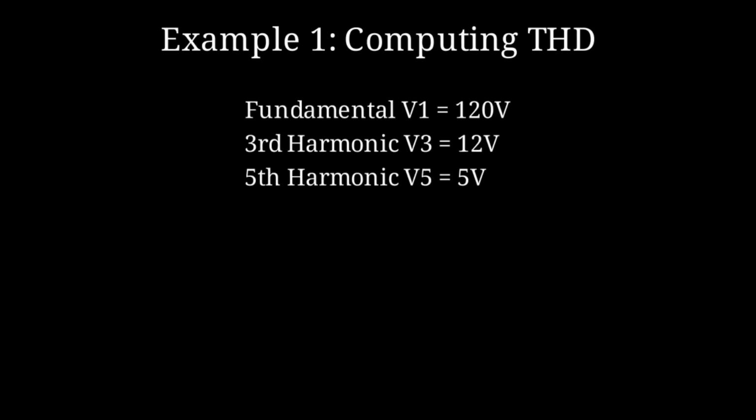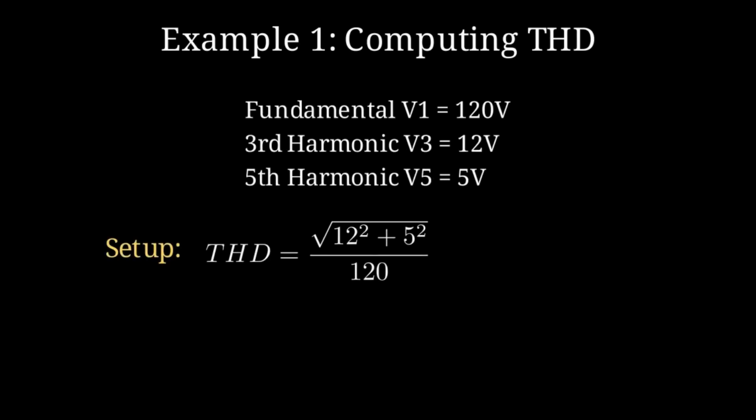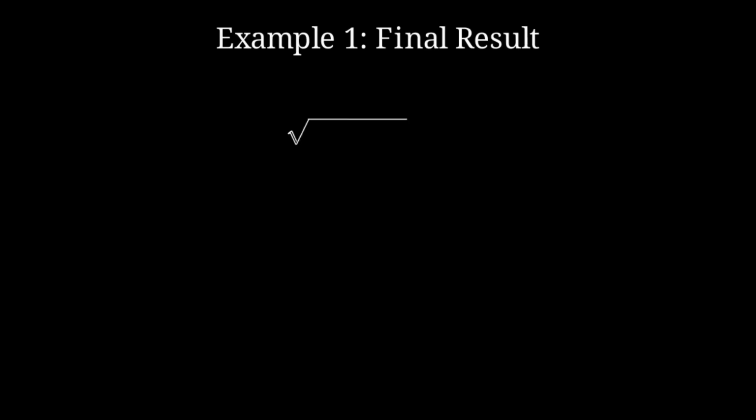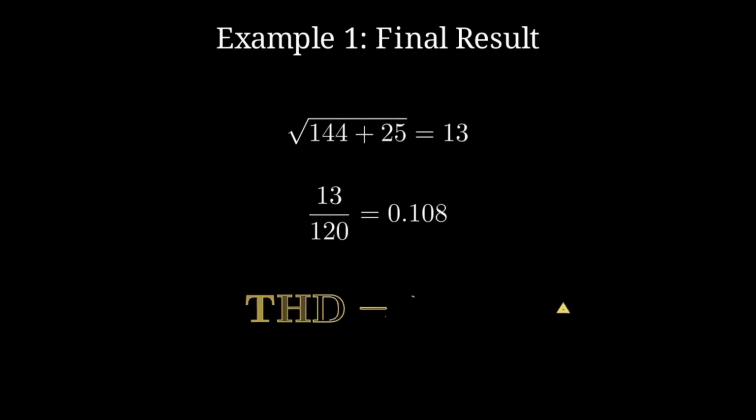Let's calculate the THD for a simple system. If our fundamental voltage is 120 volts, and we measure a third harmonic of 12 volts and a fifth harmonic of 5 volts, we first square and sum the harmonics. The square root of the sum is 13. Dividing 13 by our fundamental 120 gives us a THD of 10.8%. In many industrial standards, this would be considered high, as 5% is often the recommended limit.